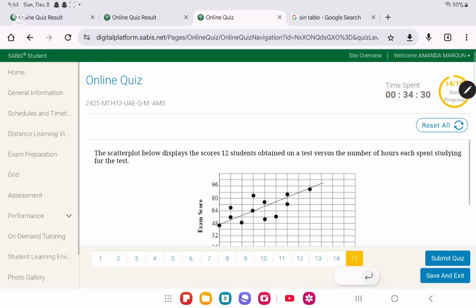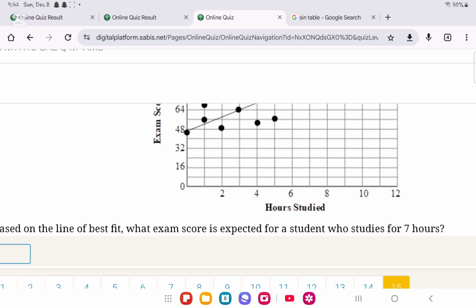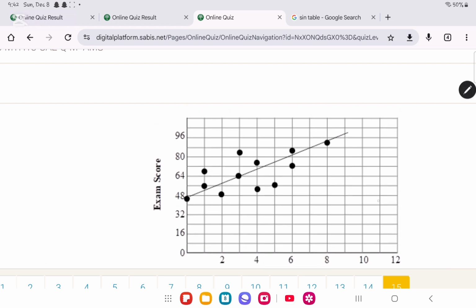And now the final question is this scatter plot. It displays the score 12 students obtained on the test versus the number of hours spent studying on each. Based on the line of best fit, they need what exam score is predicted for a student who studies 7 hours. First thing we need to know is that it is skipped by 8. So this is 8, then 24, then 40, then 56, then 64, then 72, then 80, then 88, then 96, and so on.